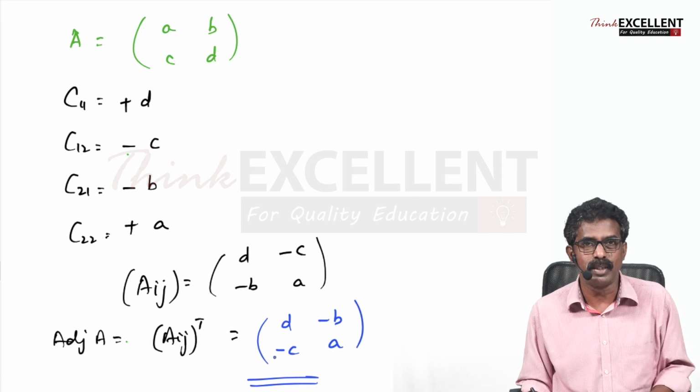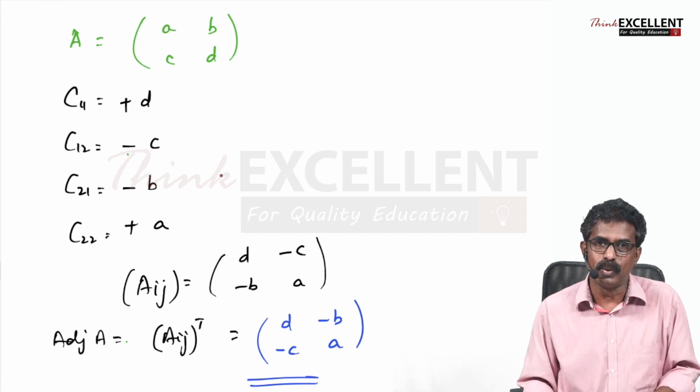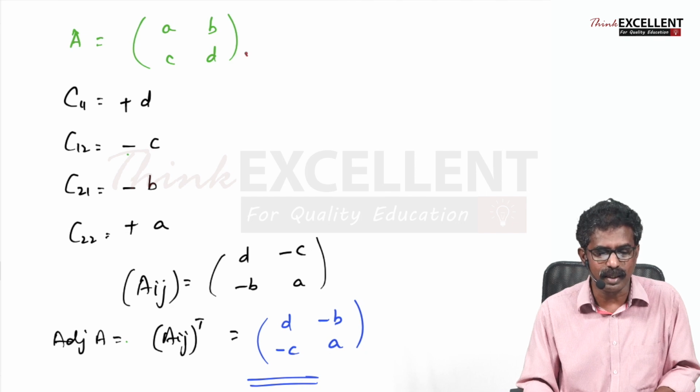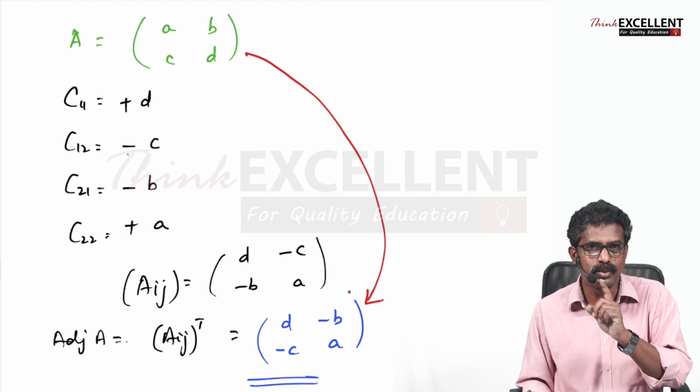But now I am going to teach one easy method for this 2 by 2 alone. From here, how to get this directly? Just two changes.